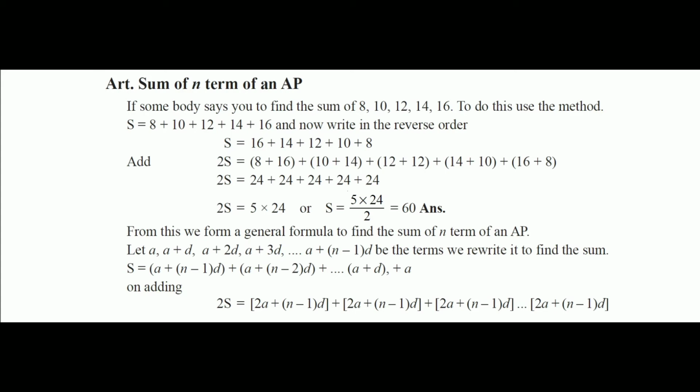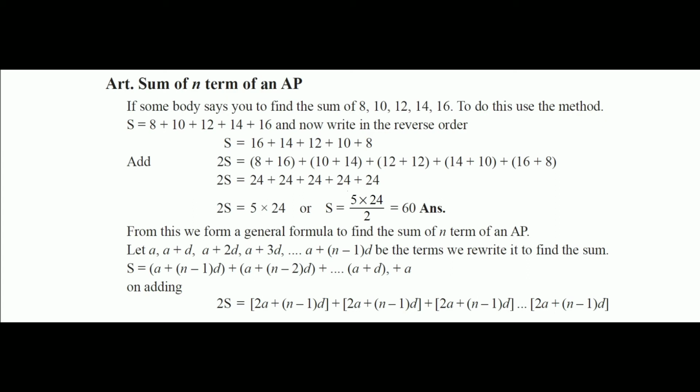We write capital S as the sum of these n terms as capital S equal to a plus n minus 1 into d, a plus n minus 2 into d, and so on up to a plus d, plus a. This is the AP series given in reverse order. Then same procedure, adding S and S. We have 2S equal to 2a plus n minus 1 into d, 2a plus n minus 1 into d, 2a plus n minus 1 into d and so on up to 2a plus n minus 1 into d, all the terms added up to n times.